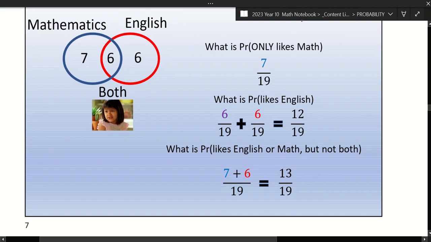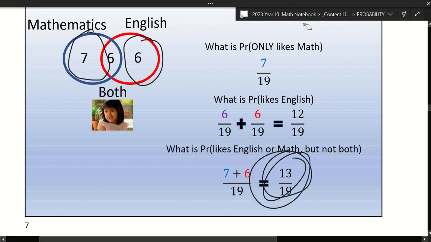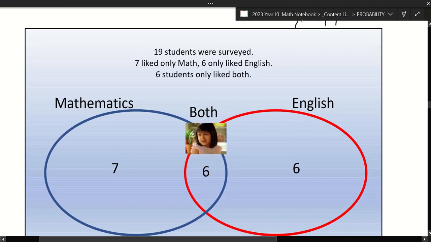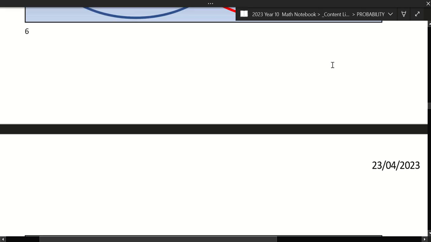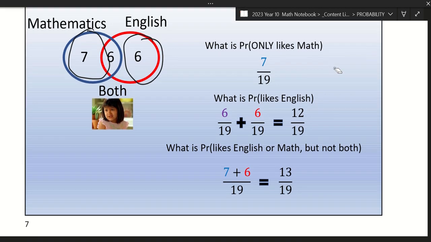Now, the last one there is what's the probability that they like English or math but not both? So what's that adding? Zero, did you have your hand up? No? Kira? What is that? So the 7 in math only, good, and the 6 that are in English only. That's how you get the 7 and the 6. And always put it out of the total in the end. Hence why I like to put the total, just to remind you that it's out of 19, yeah? So it's out of 19.